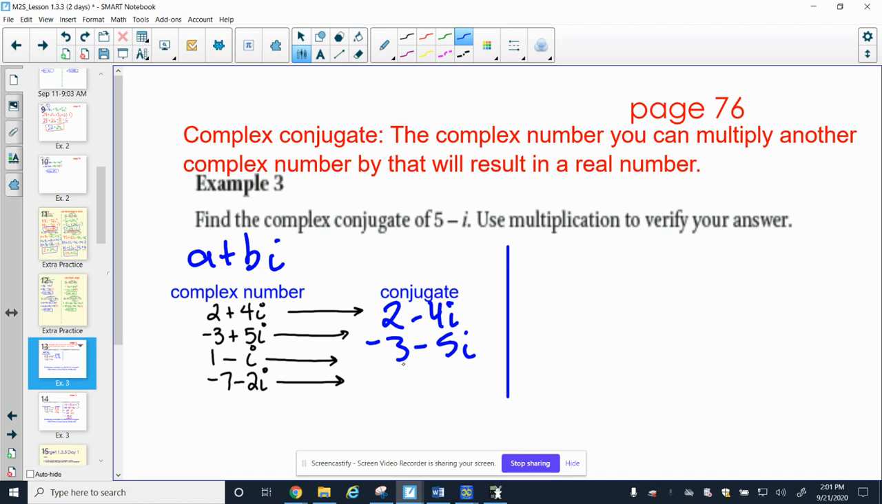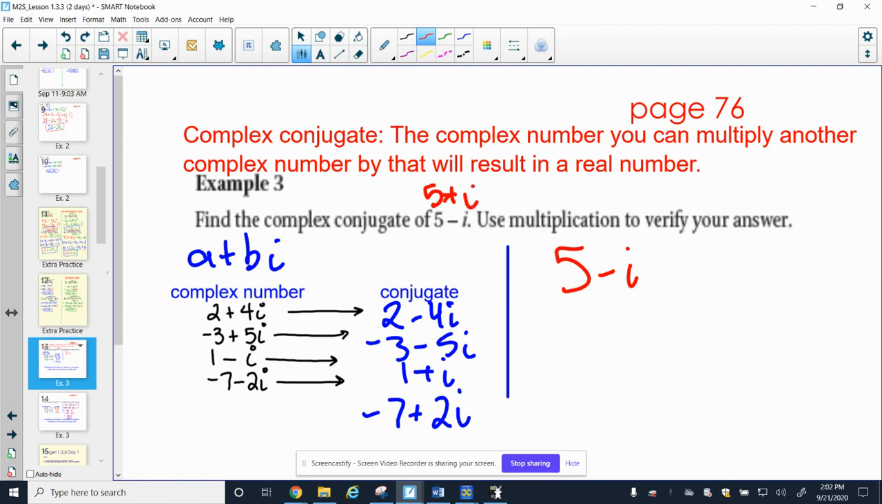So 1 minus i would be 1 plus i. And negative 7 minus 2i, that'd be negative 7 plus 2i. Okay, that's our rule. The conjugate is when you flip the sign in front of the complex piece of the problem. Okay, so that's why it's important to always write your complex numbers as a plus bi. If the order is flipped, then you're going to flip the wrong sign. So now to complete our problem, it says find the complex conjugate of 5 minus i. Well, the complex conjugate would be flipping that sign in the middle, which is 5 plus i.